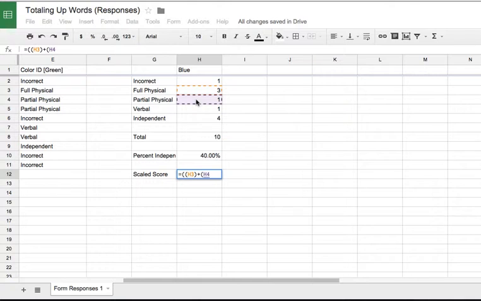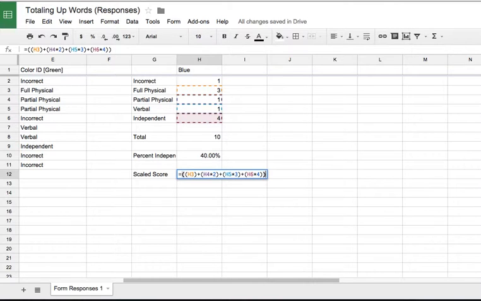I'm going to click the total for the partial physicals and multiply that by 2. You use the asterisk above the 8 for multiplying, then close the parentheses, plus verbal times 3, plus parentheses, independent times 4, and close that one, and the whole parentheses. So now I have that whole number all in one.